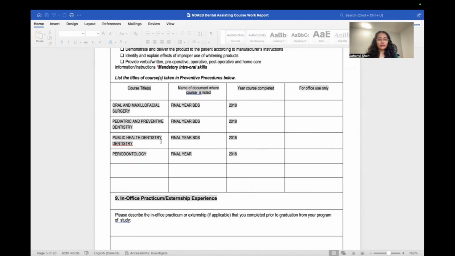Like I said, I did go through those topics in public health dentistry, and sorry for the mistake here. Pediatric and preventive dentistry, oral and maxillofacial surgery, periodontology. So this is the end of the form. I know it was pretty long, but it just takes like half an hour if you are thorough about which course you were taught all of these.